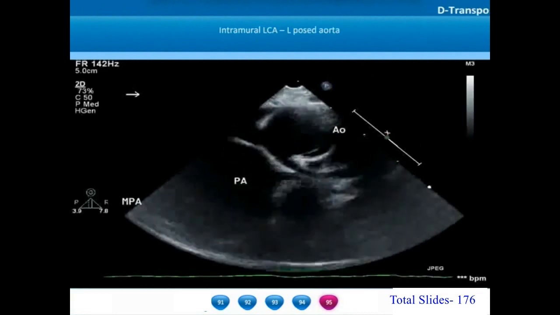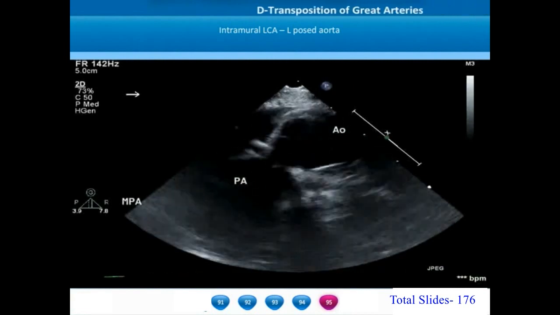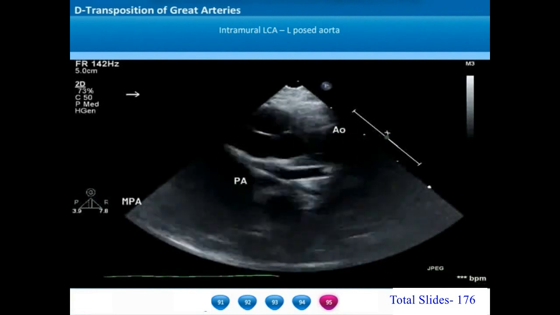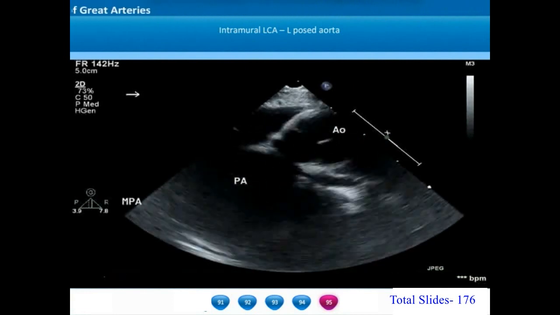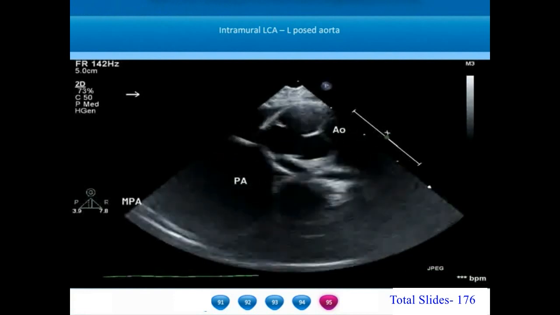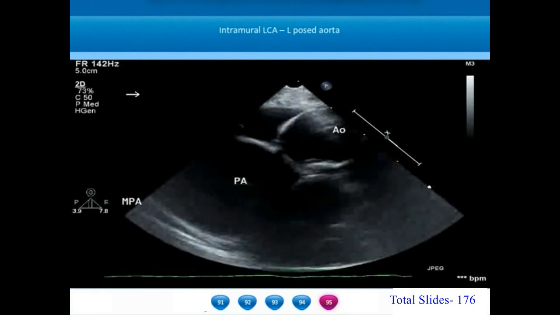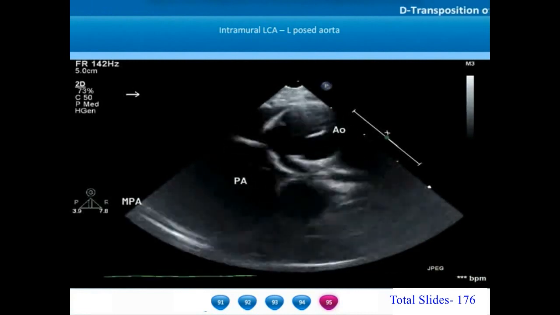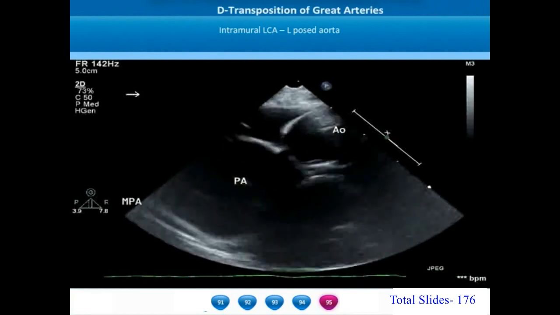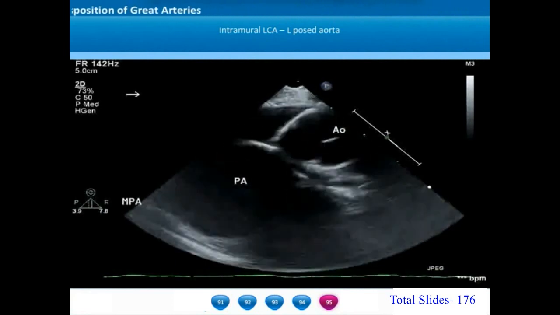This is another example of an intramural left coronary artery in a patient who had a left and anterior aorta and right and posterior pulmonary artery. Once again, you can notice that the left coronary artery is arising from the contralateral right facing sinus. It has got a short course of wall sharing between the coronary artery and the aortic sinus, and the intramural portion of the left coronary artery is between the aortic and pulmonary sinuses.